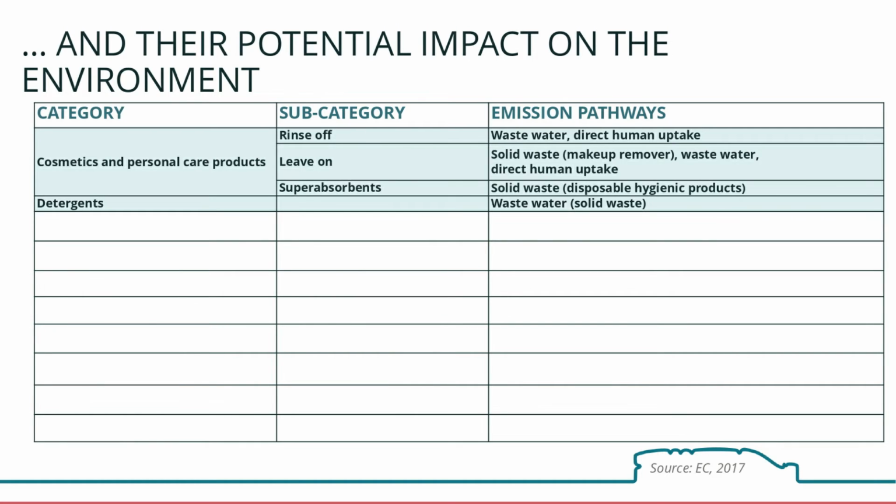They can be through direct human output, solid waste when we dispose of these products, or through household wastewater, when we wash a product and the microplastics are rinsed down the drain. The same goes for detergents. As we can see, the emission routes are via wastewater or solid waste.